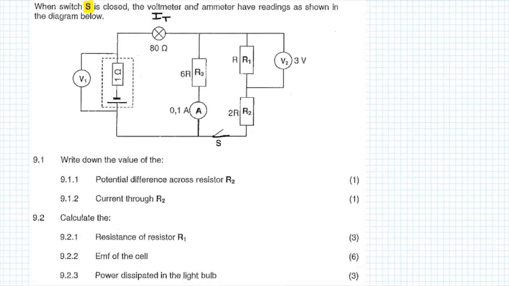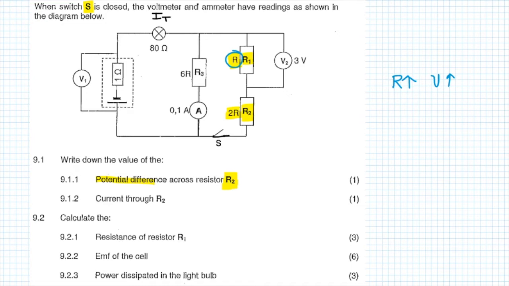Question 9.1 says, write down the value of 9.1.1, the potential difference across resistor R2. Resistor R2 is over here. Its resistance is 2R. The resistor connected in series with it, called R1, has a resistance of R, which means the same as 1R. Therefore, resistor 2 has twice the resistance of resistor 1. Remember that in series, potential difference is divided. And the bigger the resistance, the larger the potential difference given to that resistor is going to be.